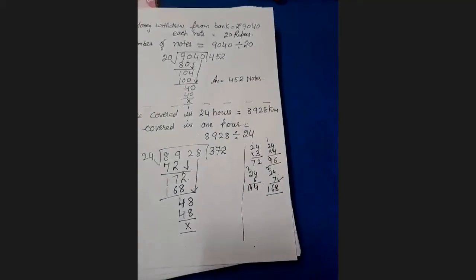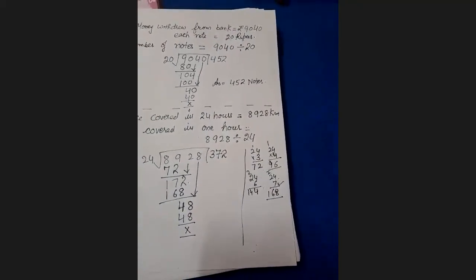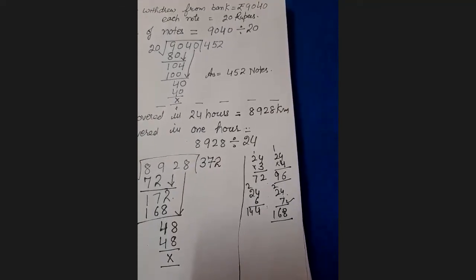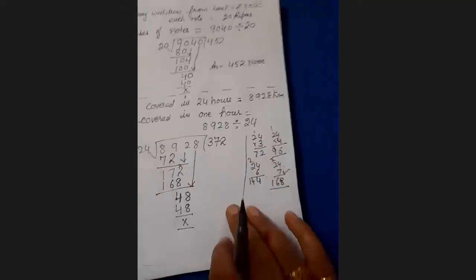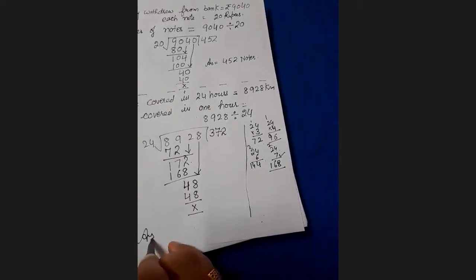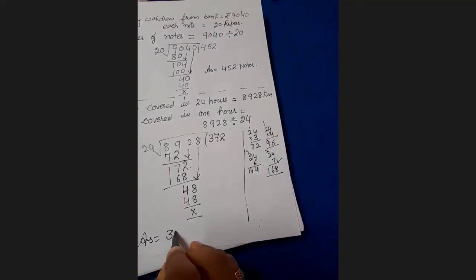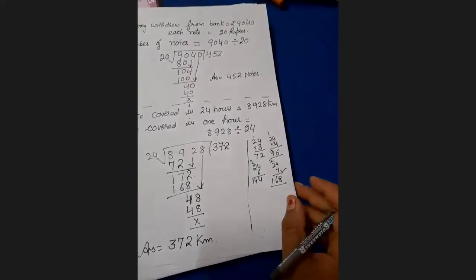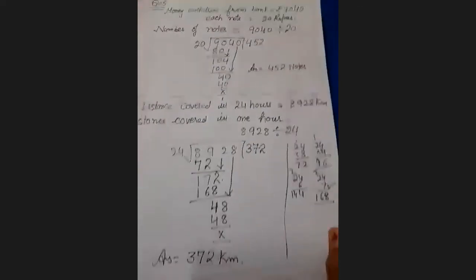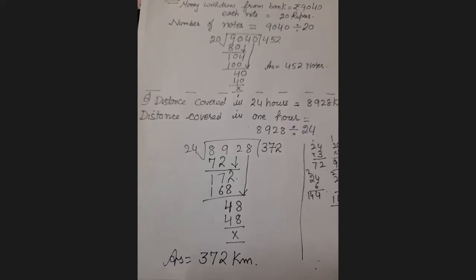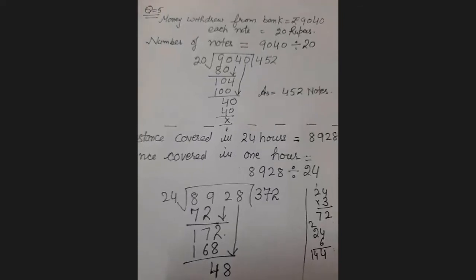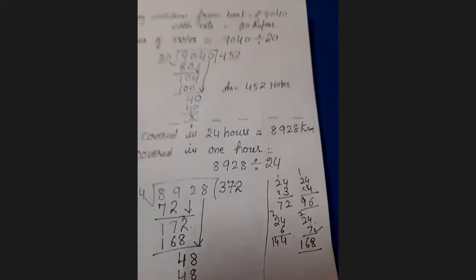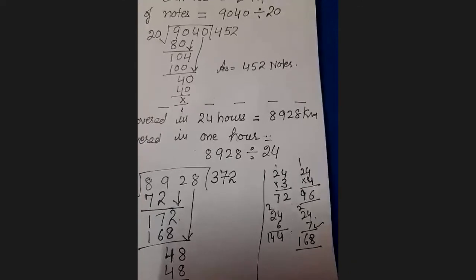So, students, the distance covered in 1 hour is 372 kilometers. Your answer is: distance covered in 1 hour, 372 kilometers. So this is the 6th question of exercise 18. So students, today your homework is to complete questions 1 to 6 of exercise 18.